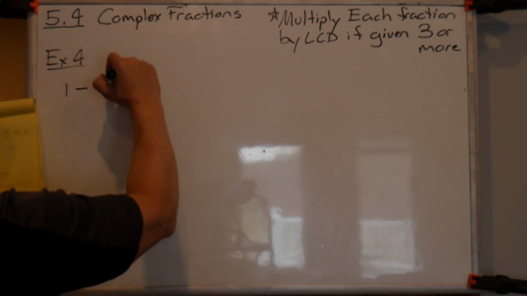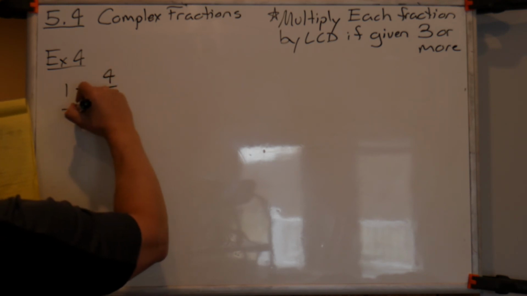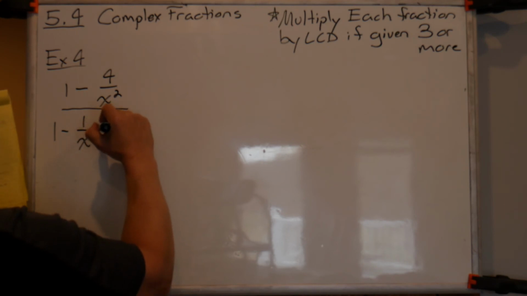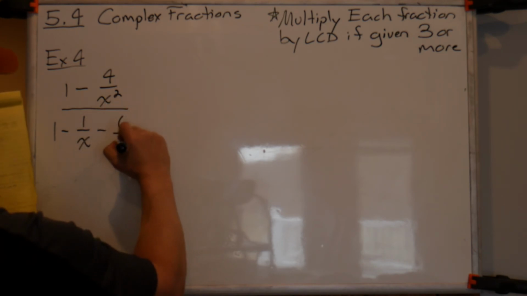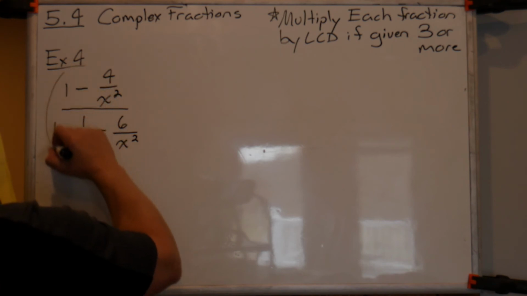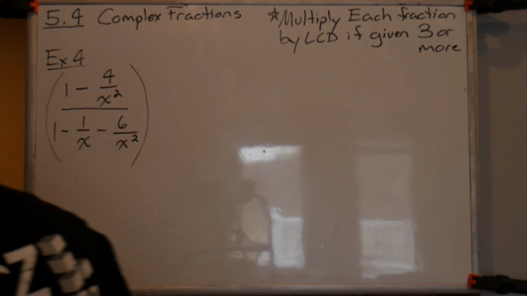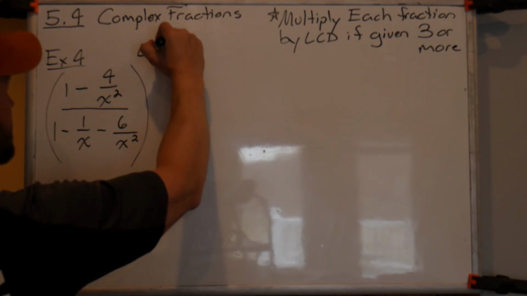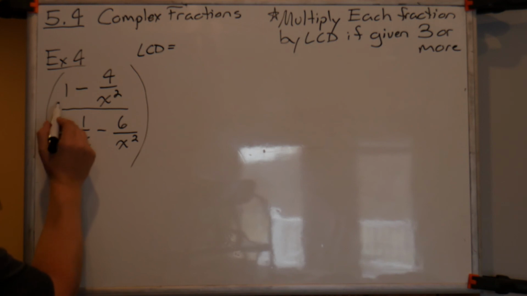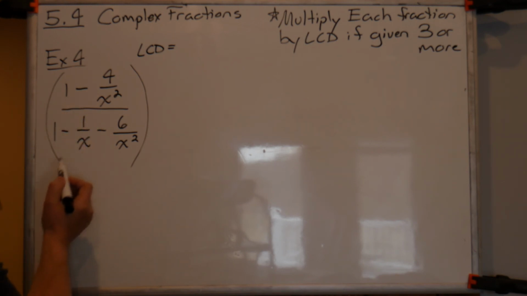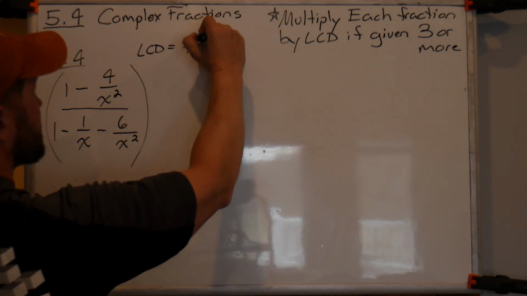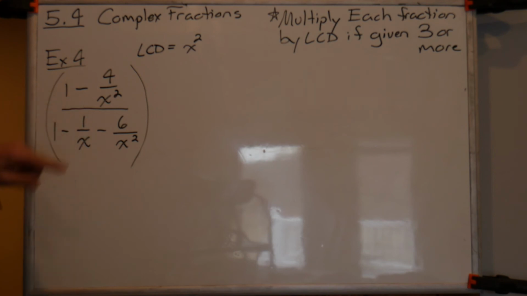1 minus 4 over x squared. And then here they try to throw us off by giving us 3 fractions. I don't care how many they give us. I know that if there are 3 or more, then I need the LCD. In this case, I have a 1, because it's 1 over 1, 1 over 1. I have a 1, I have an x squared, an x squared. So x squared is my least common denominator. It's the smallest value that all of them divide into.